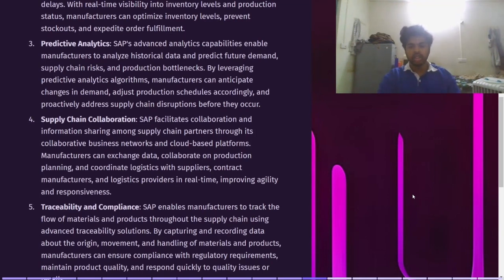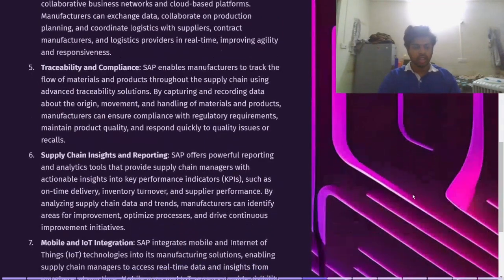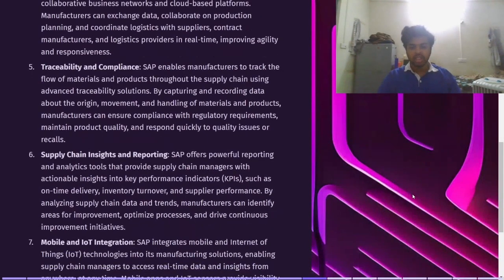SAP ensures traceability and compliance with regulatory requirements. Then comes supply chain insights and reporting. SAP provides reporting and analytics tools for actionable insights.